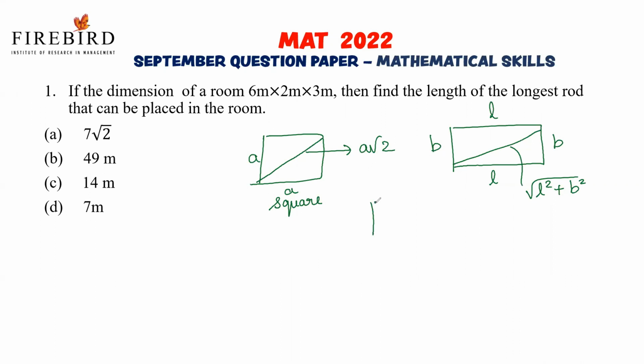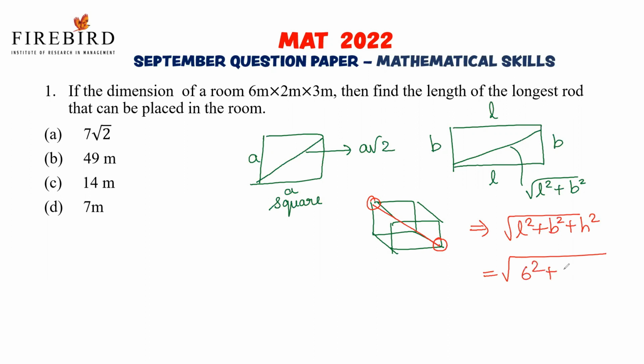But when it comes to a three-dimensional room, how will you insert the longest rod in that room? It is nothing but the body diagonal of that room. The body diagonal of that room will cover its length, breadth and height, and the formula is square root of L square plus B square plus H square. So if you apply the above values in this formula, you'll get the answer: 6 square plus 2 square plus 3 square. So what is 6 square? It is nothing but 36, 2 square 4 and 3 square 9. Square root of 49, we know 7. So 7 meter is your answer.